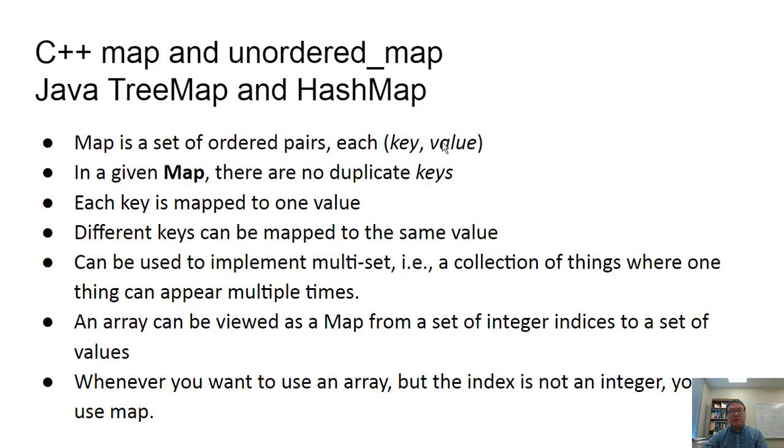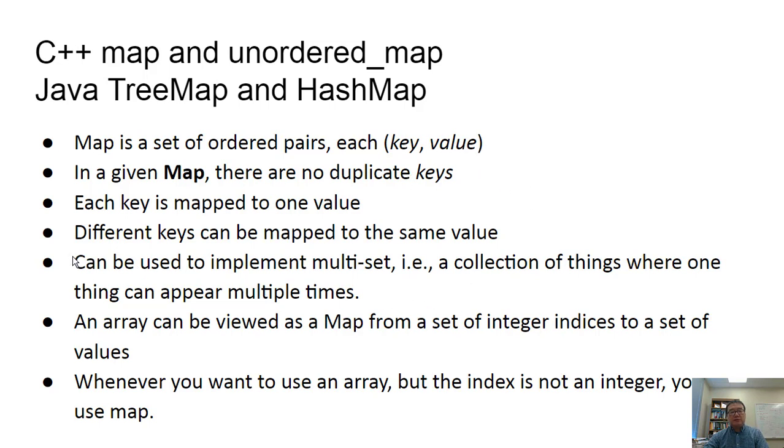So for example, one use of map is to count how many times something occurs. Given strings, we can count how many times a string occurs by mapping a string to an integer, which counts how many times it appears. Then certainly different strings can have the same value.